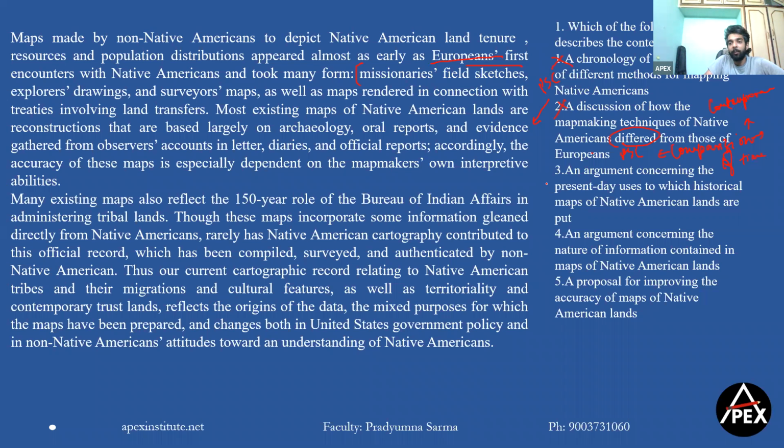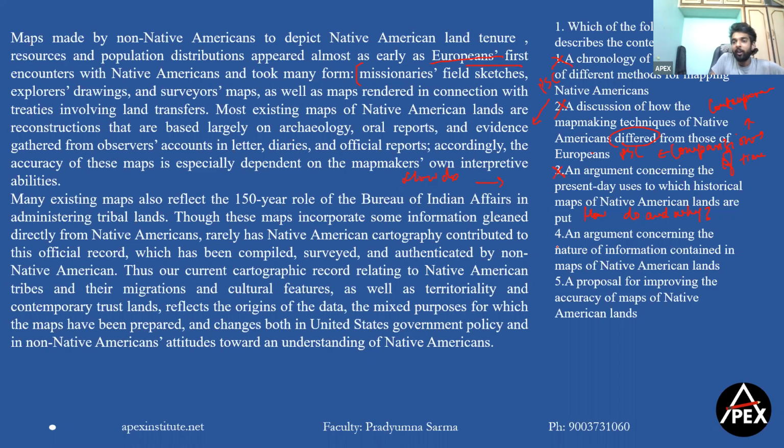An argument concerning the present day uses to which historical maps of Native American lands are put. Now, the content of the whole thing is not about how today the old maps are used, but it is about how do we understand and why are we trying to understand. Okay, so this whole part of first paragraph tells us about how do we understand Native American maps. And the second paragraph kind of talks about why do we need it and with what accuracy. Okay, so the third one also we can eliminate.